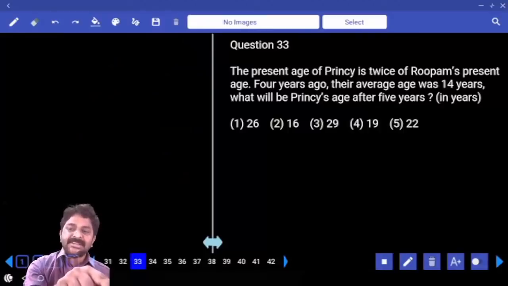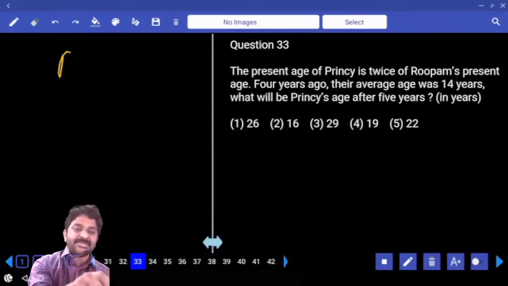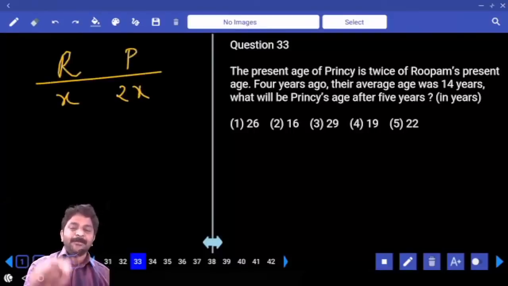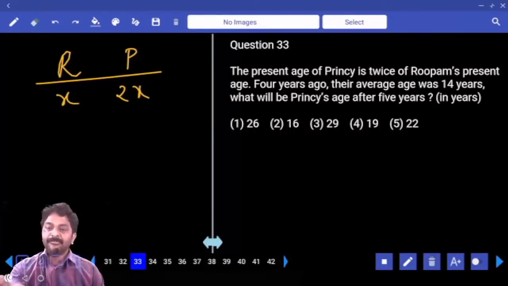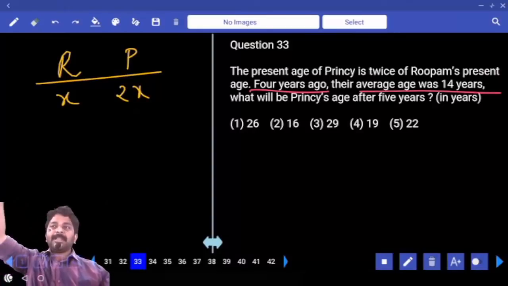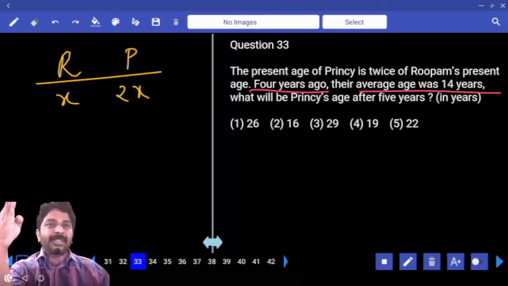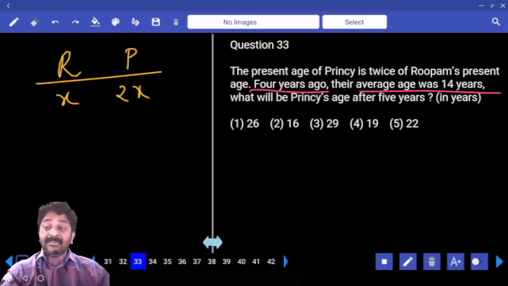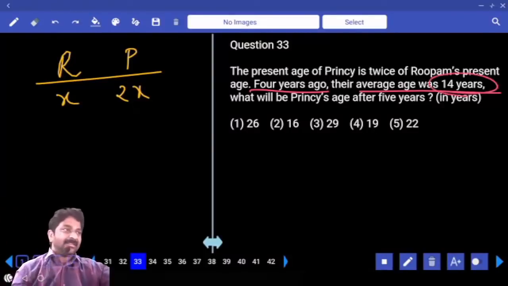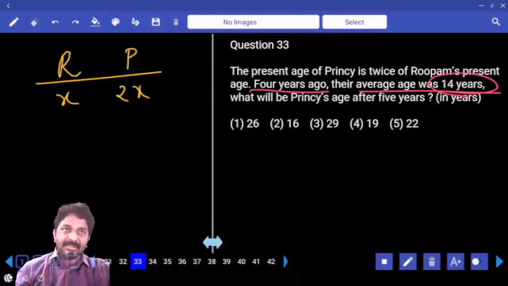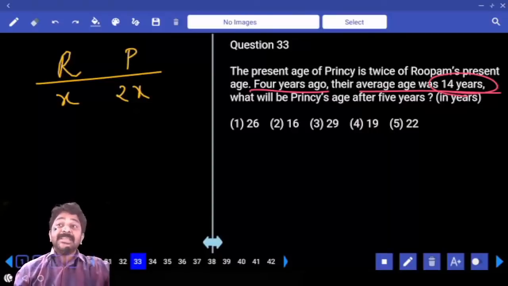So present age of Prince is twice of Rupam's age. If Rupam age is X, Prince age becomes 2X only. Next, 4 years back, their average was 14. 4 years back to present, for each member we have to add 4 years. Then average also increases by 4 and average becomes 18. 4 years back it was 14.